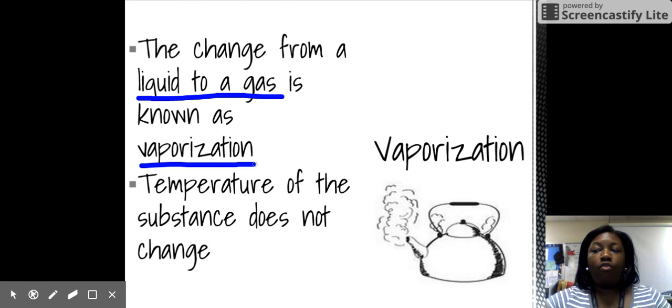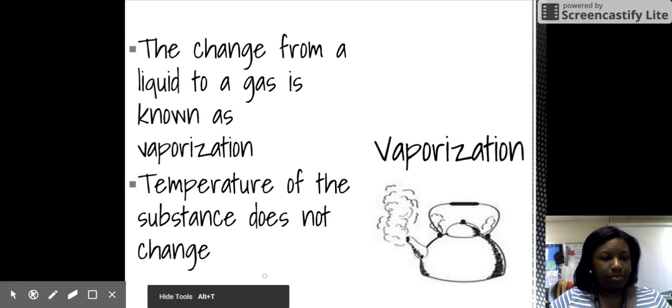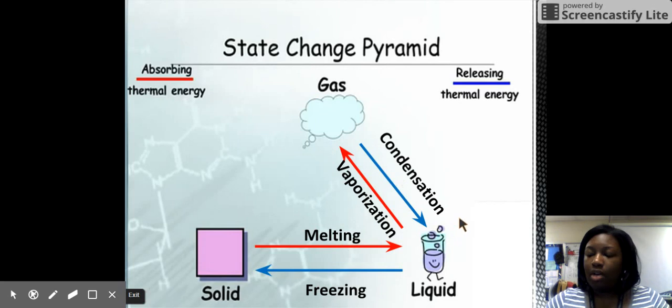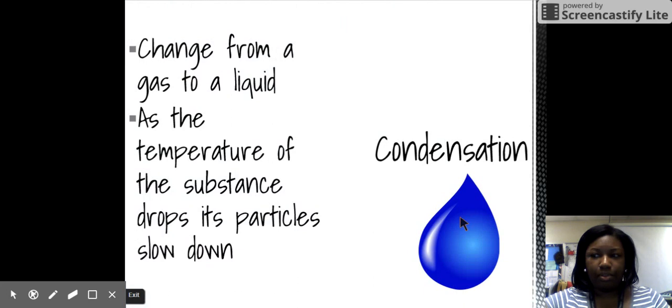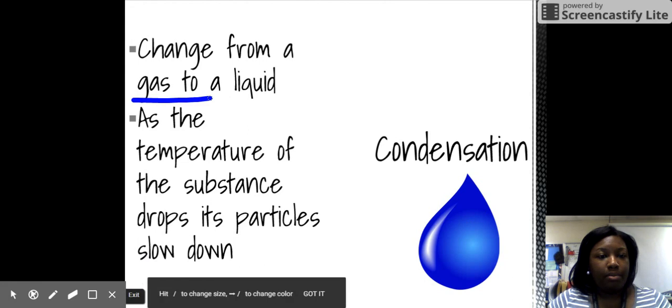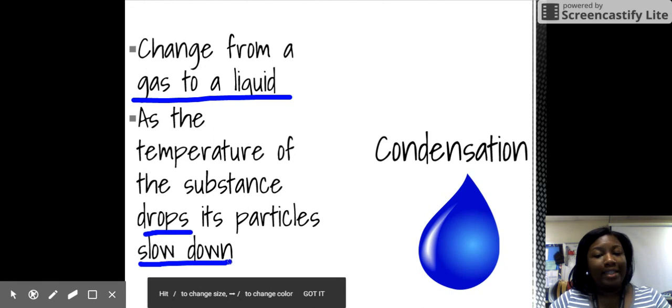So now we're going from a gas to a liquid. And a gas to a liquid is condensation. Okay, so condensation. With condensation, I want you to think about clouds. It's a change from a gas to a liquid. And as the temperature of a substance drops, its particles slow down.